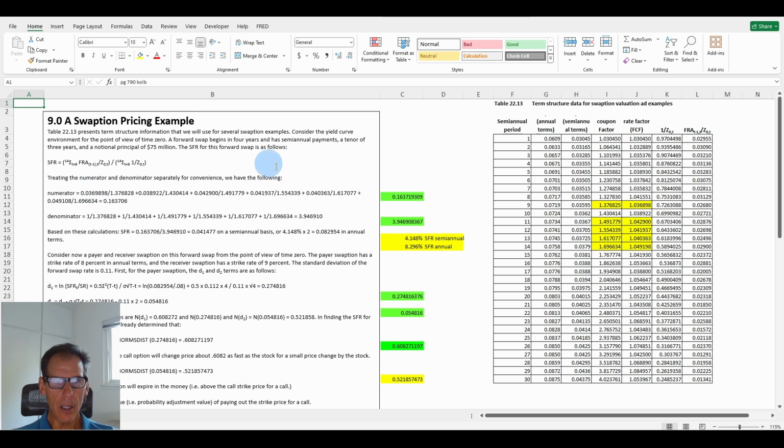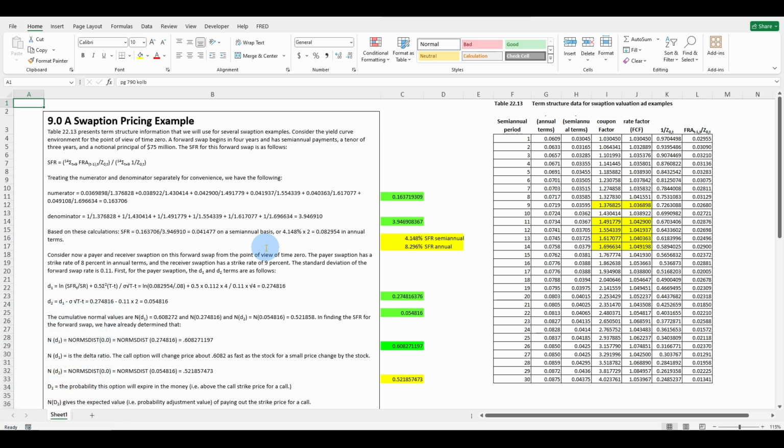It's just a matter of plug and chug. We're using the Black model. It's pretty straightforward. It's just a matter of recognizing the equation and understanding the logic, and then where the information is coming from. With that being said, Table 22.13 presents term structure information that we will use for several swaption examples.